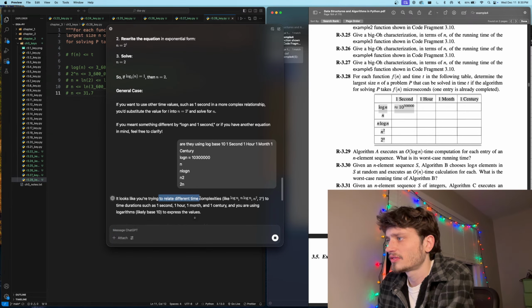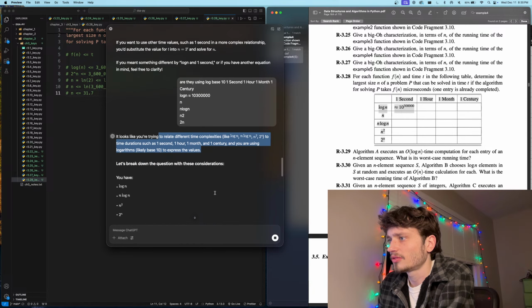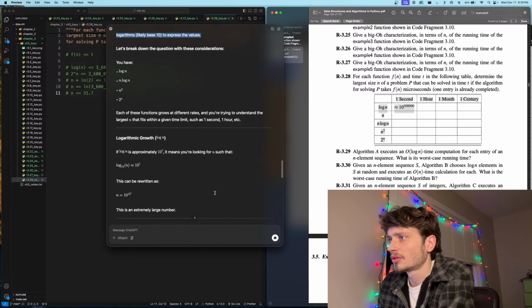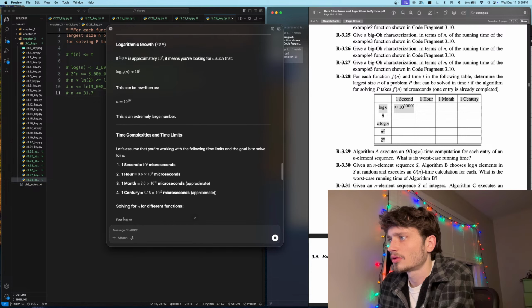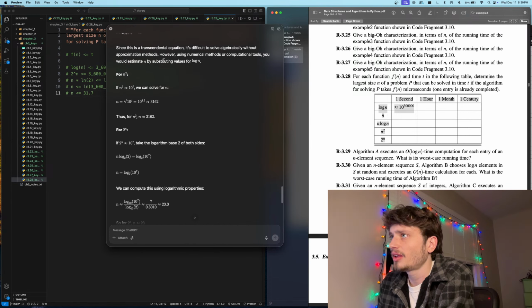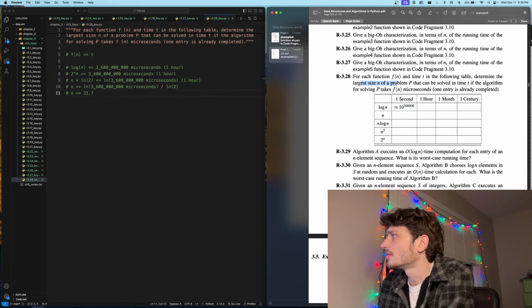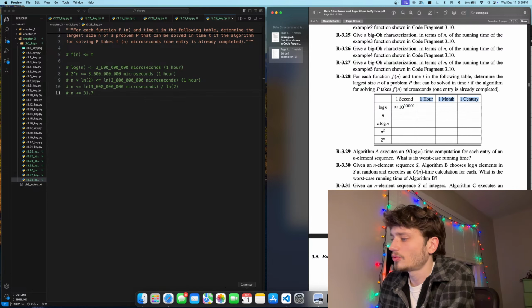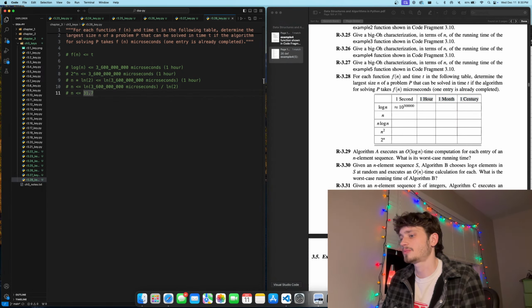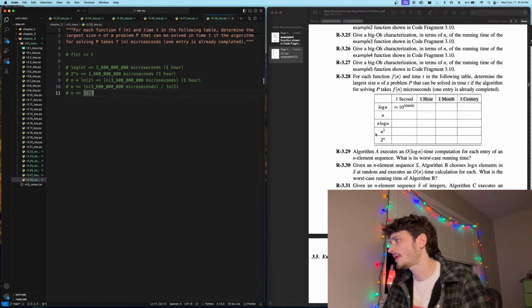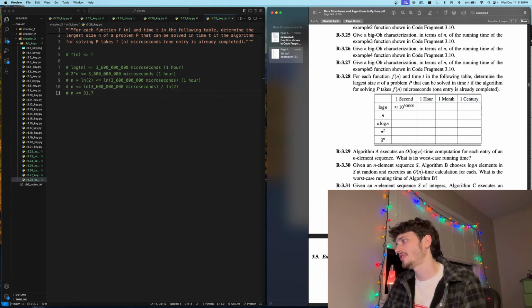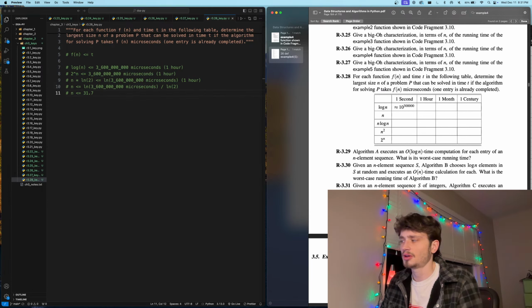It looks like you're trying to relate different time complexities to time durations. Logarithms, likely log base 10, to express the values. Yeah, why is it? It's weird that they're using a log base 10 here, right? They said that they would only use log base 2 unless otherwise stated. They didn't state anything saying log base 10. How am I supposed to know that? They have a base 2 here for the exponential function. That's kind of annoying.